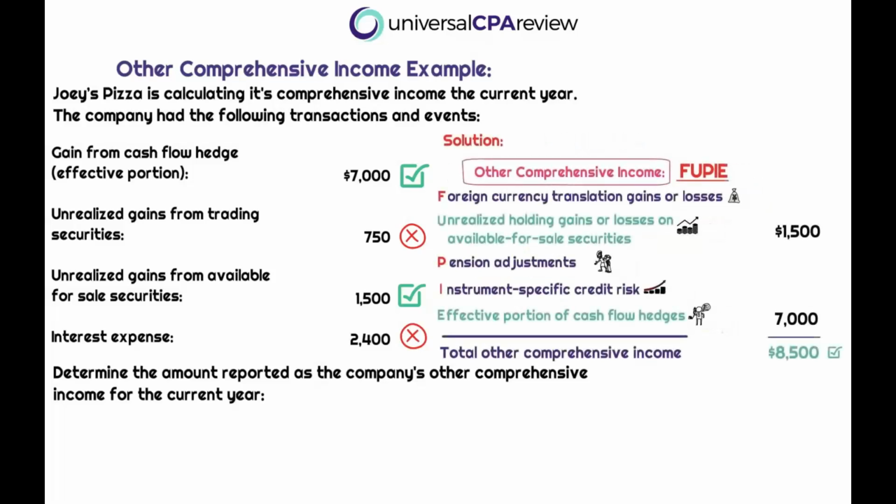So at the end of the day, it's just the $7,000 from the effective portion of the cash flow hedge, plus the unrealized gain from the available for sale security. So $7,000 plus $1,500 gives OCI an amount of $8,500. Now keep in mind, if they ask for total comprehensive income, it would be all of these, because all of these are reported somewhere in the income statement, either under net income or OCI. And we know that total comprehensive income is the summation of net income and other comprehensive income. So we've got to remember our PUFIE mnemonic. Don't you forget it.